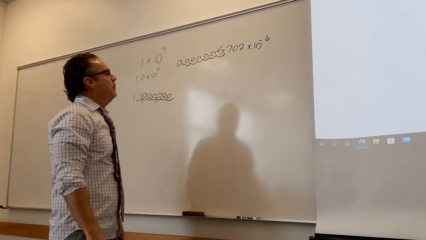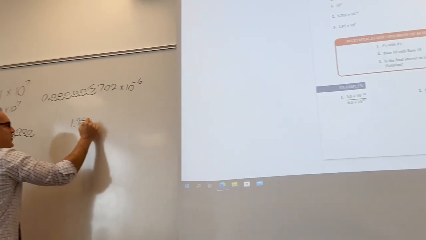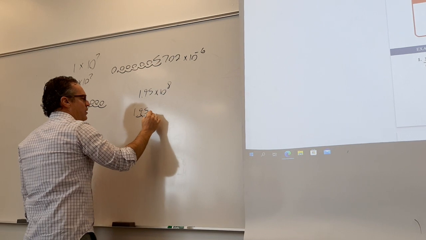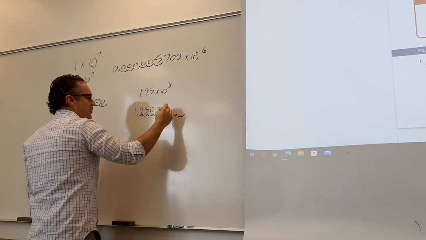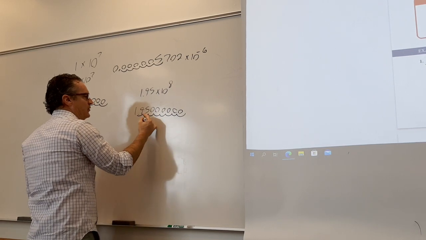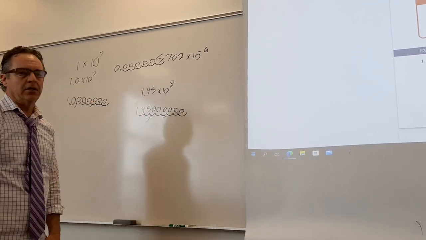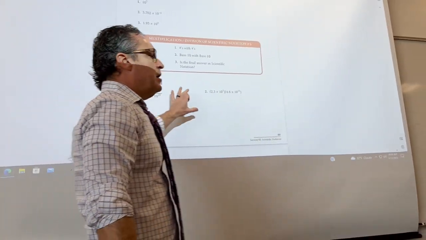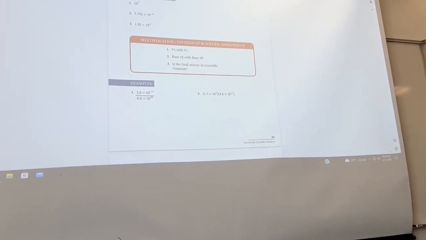Okay? And then we have 1.95 times 10 to the 8th. And we're going to take 1.95, we're going to move that 1, 2, 3, 4, 5, 6, 7, 8. And we're going to go 0, 0, 0, 0, 0, 0. Did you get 6 zeros after that? So you ended up with 195 million. Cool? Okay, very good.